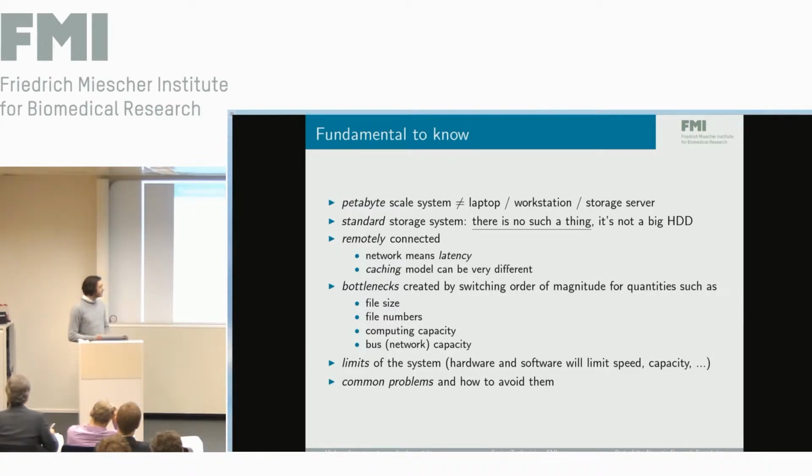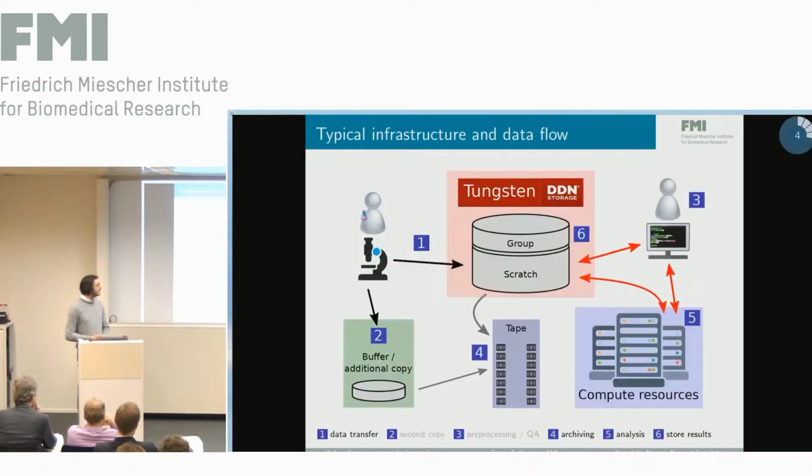Another thing that's very, very important to know when you're using a high-performance storage is to know its limits. Since they are not standard, the limits are not the same for each system. So if required, get in touch with the informatics department of your institution and get to know your system, because different hardware and software used by the system will limit speed, capacity, file numbers, any kind of operation the storage can do. And of course, having a little bit of knowledge of the common problems that you can encounter when using a high-performance system and how to avoid them can greatly help you not waste time.